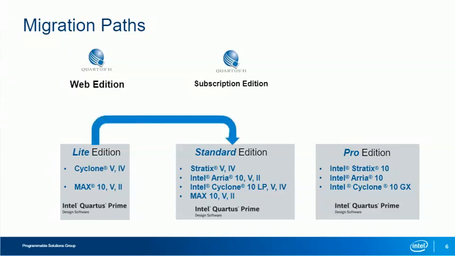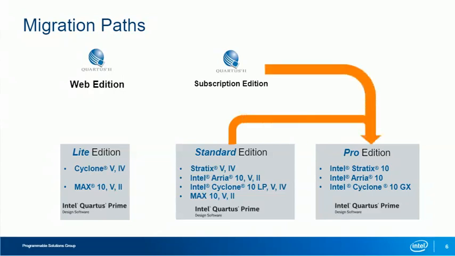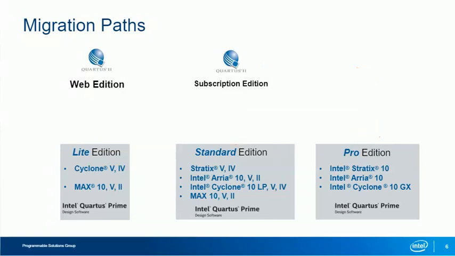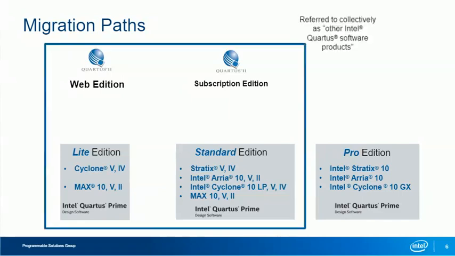The main focus of this training is the final possible migration path, moving from the Quartus II Subscription Edition or Quartus Prime Standard Edition to the Quartus Prime Pro Edition. To simplify the naming of the software products, for the remainder of this training, all Quartus software versions other than the Pro Edition will be referred to as other Quartus software products.